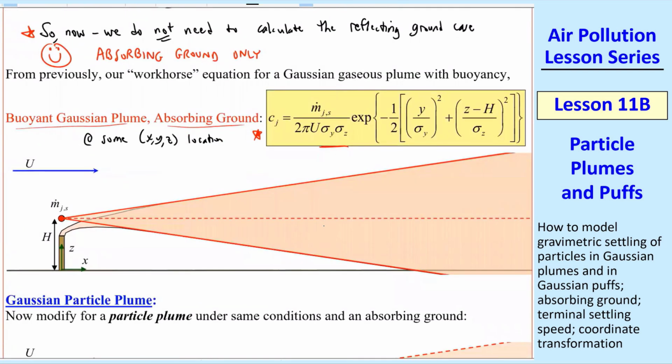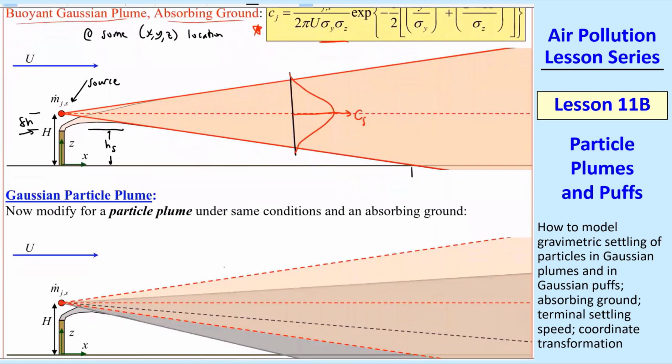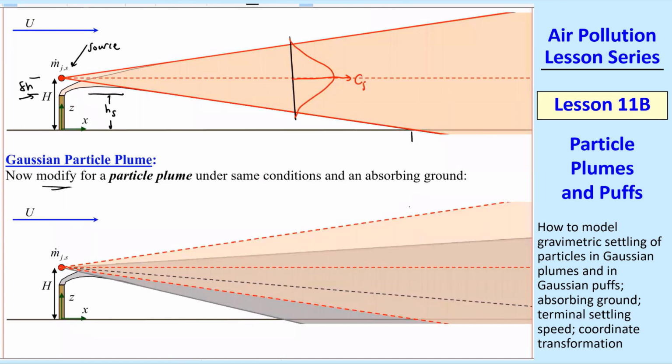And here's the sketch of that plume. Remember, we used an effective height h that was equal to the stack height hs plus some delta h due to buoyancy. So we put our source there and the plume spreads out and eventually hits the ground here, etc. And we know that at any x location, we have a Gaussian when we plot Cj versus the vertical elevation. So that's all review. Now, how do we modify this for a particle plume under the same conditions? And of course, we have an absorbing ground. We'll always have an absorbing ground when we deal with particles.